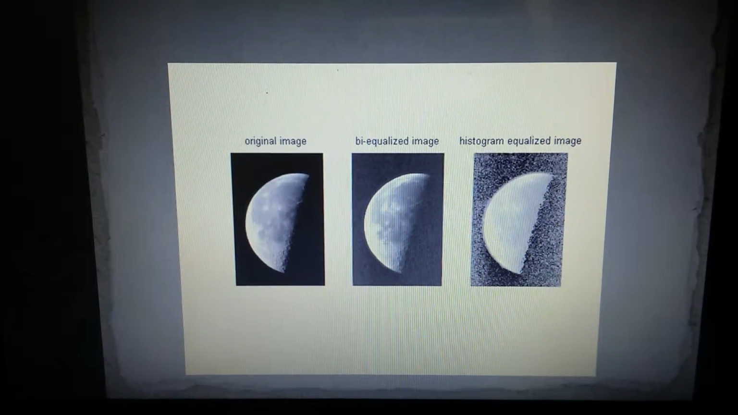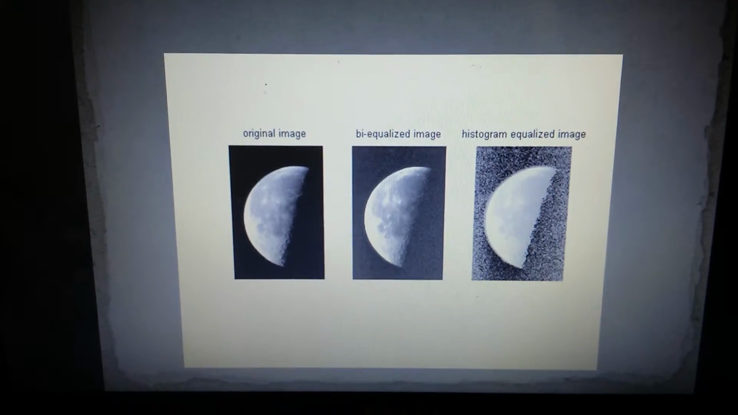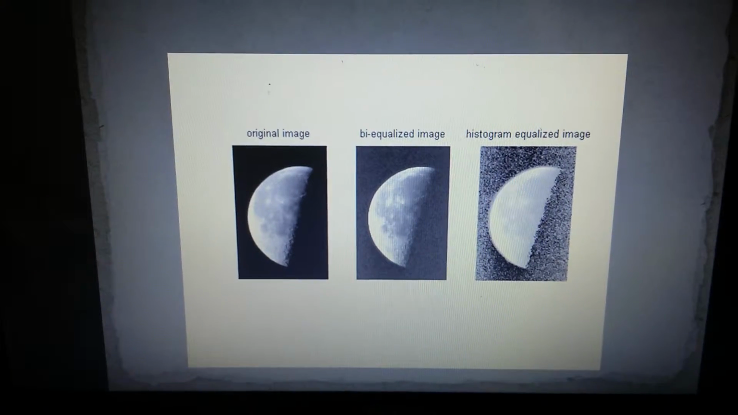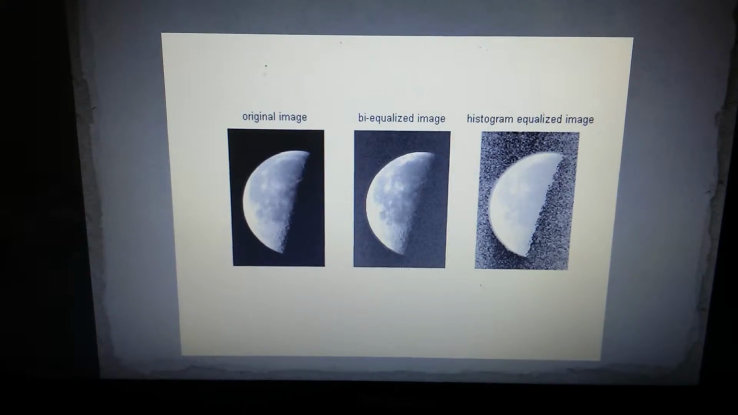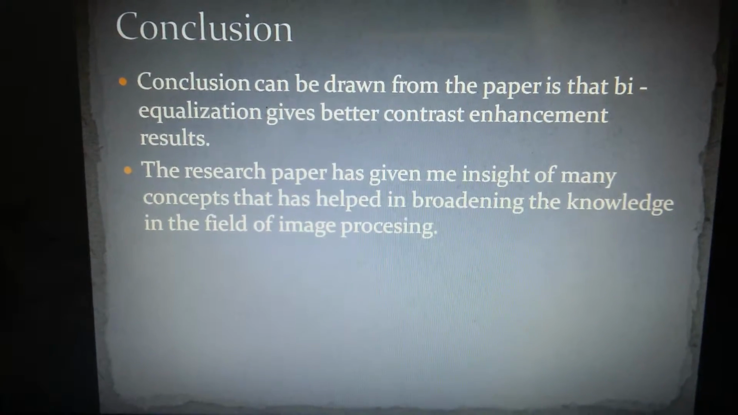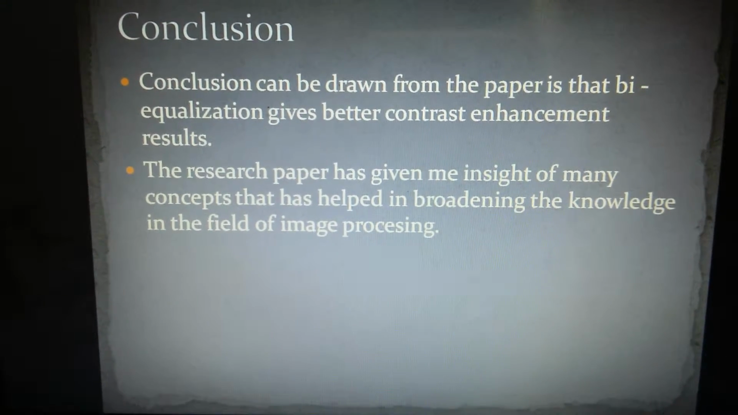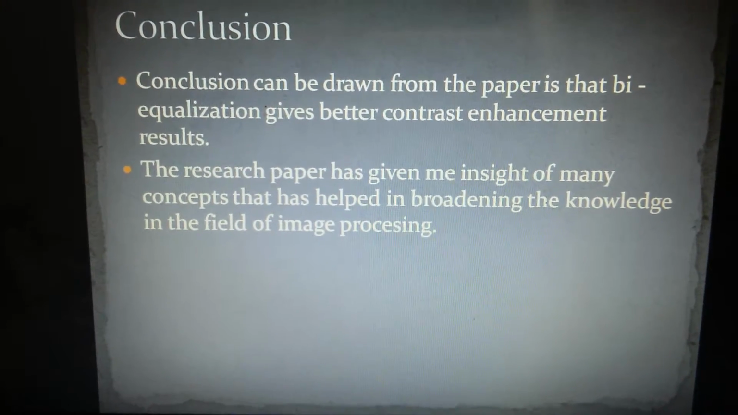From the figure, we can see that the bi-equalized image gives us a better result compared to the histogram equalized image, where artifacts and noise have been added. Thus, we can draw the conclusion that bi-equalization gives better results compared to histogram equalization.